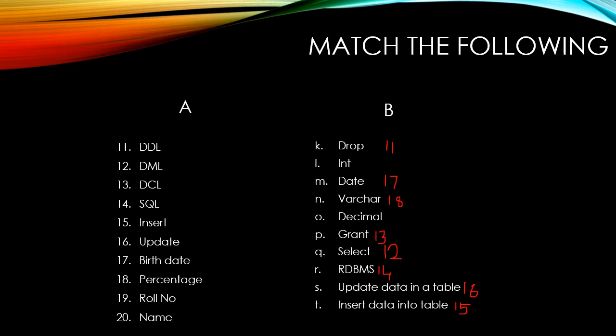Then the next one is roll number. Roll number is never in points. Decimal में रहता है कि कभी roll number नहीं. So it will be integer. So the correct option is int. So here I am going to write 19.